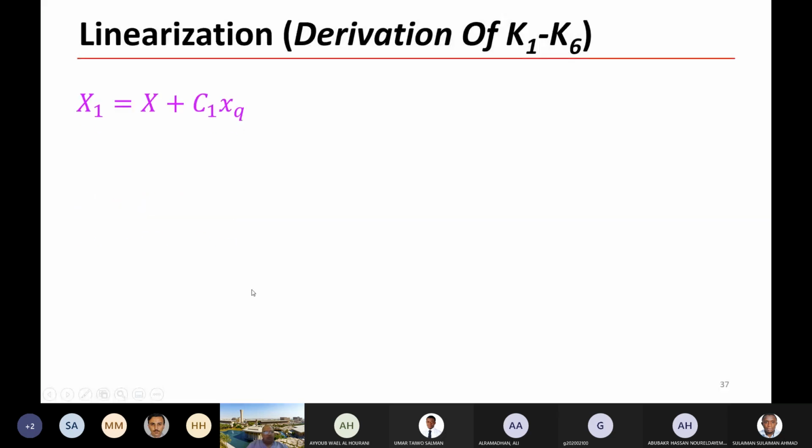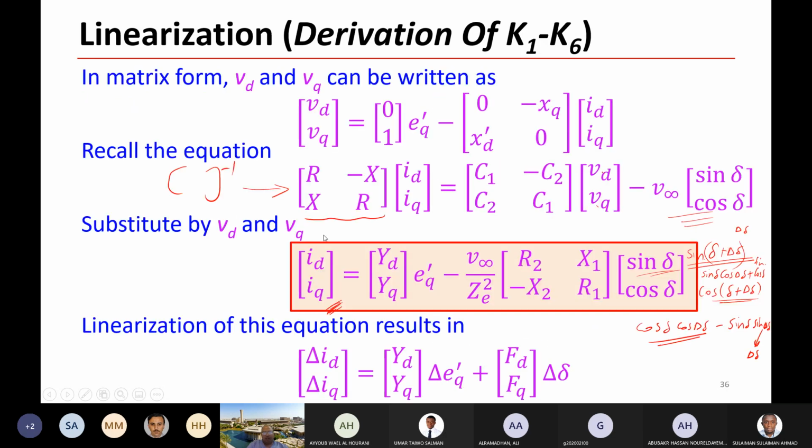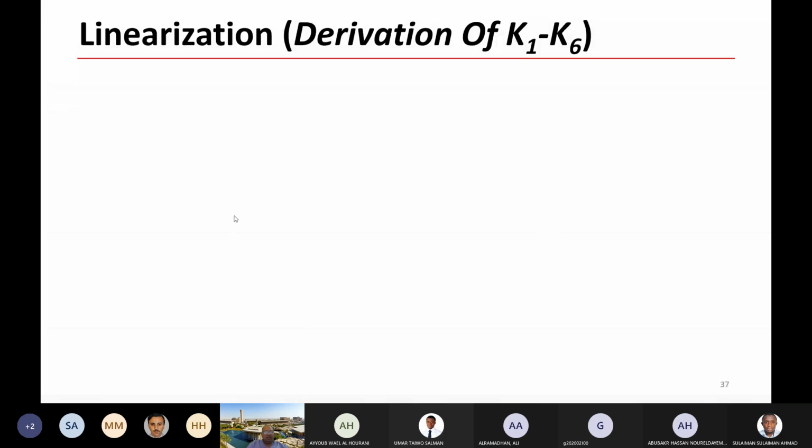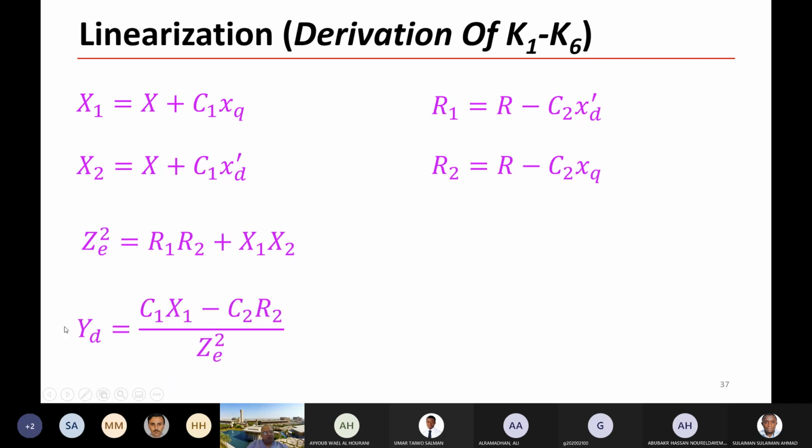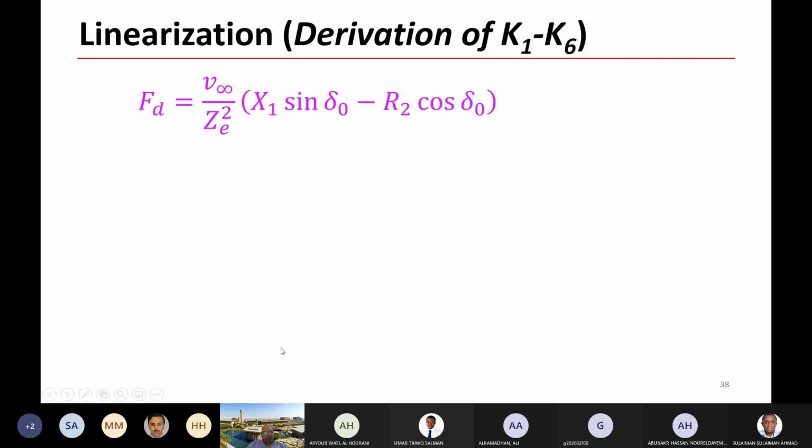So for the derivation of K1 and K2, you can have X1. Of course, when you multiply the inverse here with this matrix and combine, you will end up with FD and FQ and all these constants. You can easily derive this. It is not a big deal. X1 will be equal to this, and R1, X2, R2, Z squared equal to this, and the YD constant also, YQ equal to this, and FD will be equal to this, and FQ is a constant equal to this.